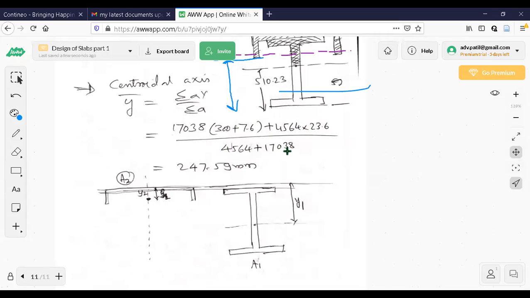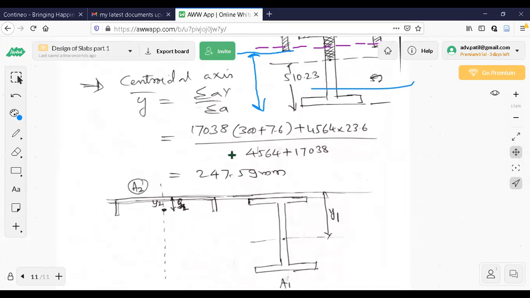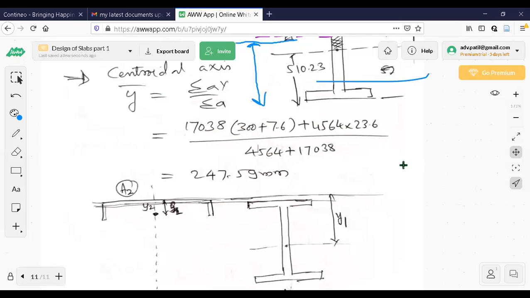Now how is it done? In this equation, A1 refers to the I section, and Y1 refers to the I section. A2 is the total area of the channel section, and Y2 is of the channel section, divided by the total area of channel and I sections. Two minutes it will take if you are smart enough.